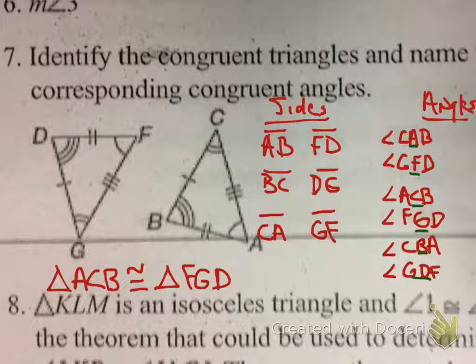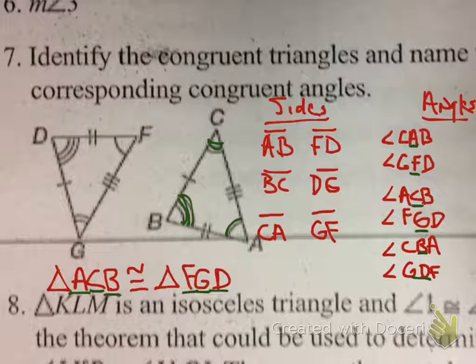Also notice here how I have said ACB is congruent to FGD, how A corresponds to F, C corresponds to G, B corresponds to D. And how do you know that? Look at these hash marks. That's how you know that, okay? So make sure you're paying attention to those types of things when you're trying to identify the corresponding parts.